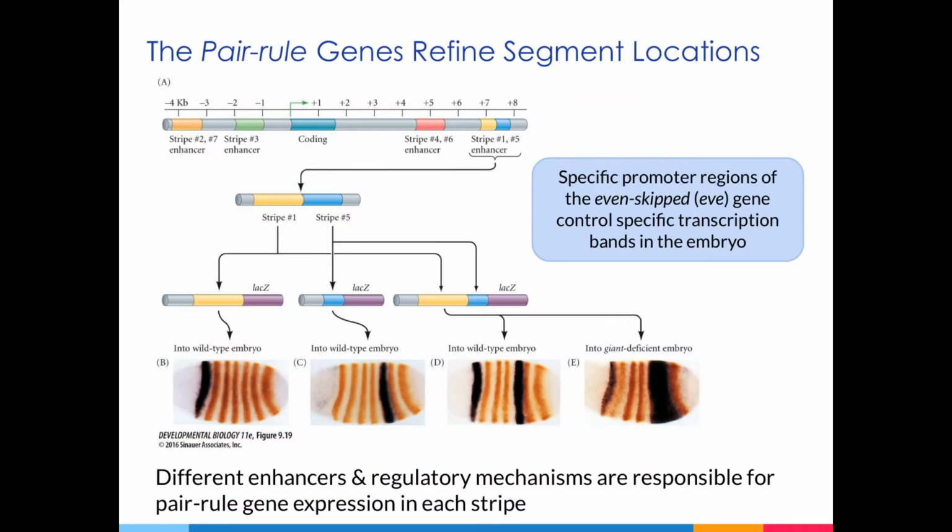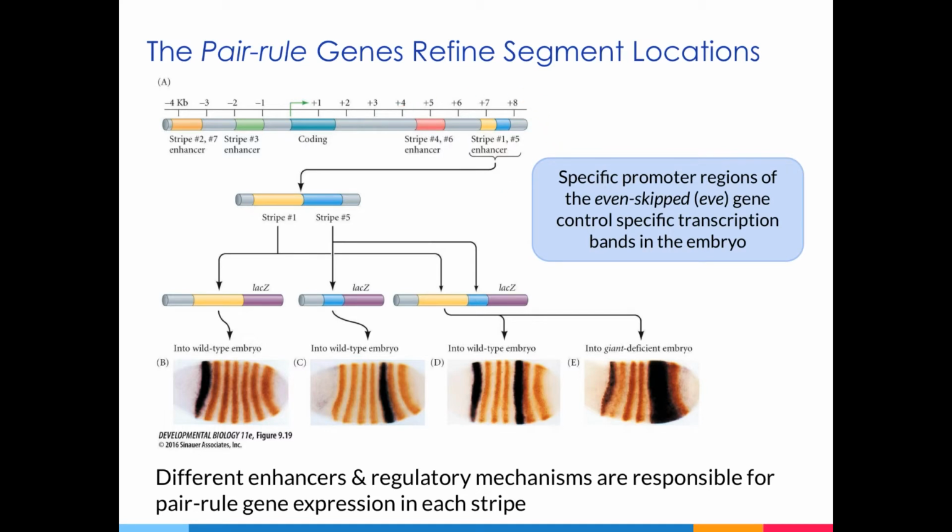The expression of each stripe of a pair rule gene is determined by different regulatory regions, which your textbook refers to as enhancers. Each regulatory region contains binding sites for transcription factors, and some of these, as I mentioned, are going to act as repressors and some are going to act as activators. Usually, one enhancer drives expression to either 1 or 2 stripes. So for example, in this figure, the different enhancers are color-coded. Some of these regulatory sequences are located upstream of the coding region, which is right here, and others are located downstream of that coding region.